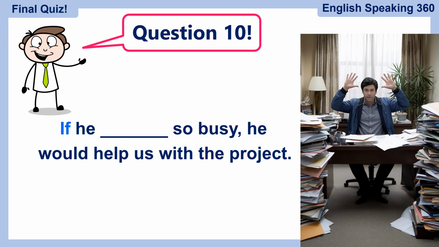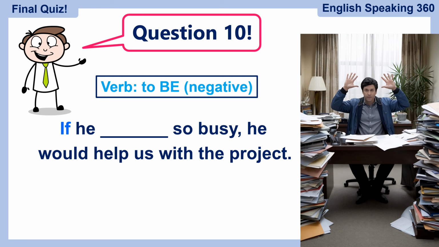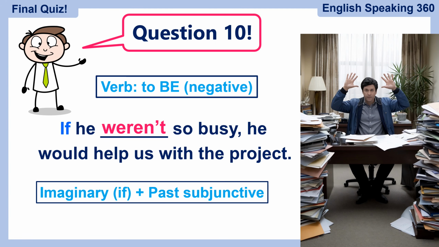Question 10. If he so busy, he would help us with the project. Try to use the verb to be, but at the negative form, so not be. If he weren't so busy, he would help us with the project. Yes, it is weren't, it is not wasn't, okay? This is an imaginary if sentence, and it requires the past subjunctive, he were. The verb to be is were for all subjects at the past subjunctive.